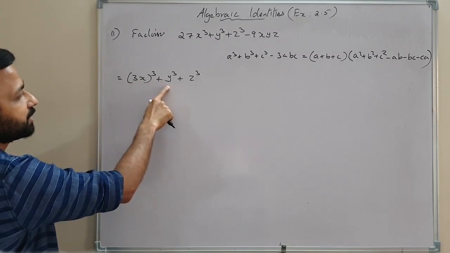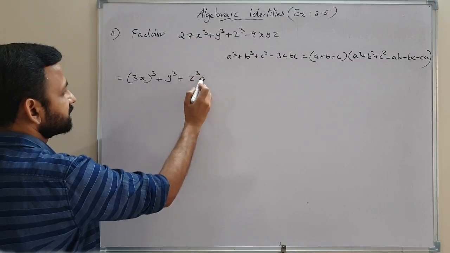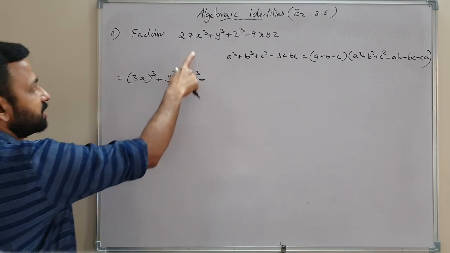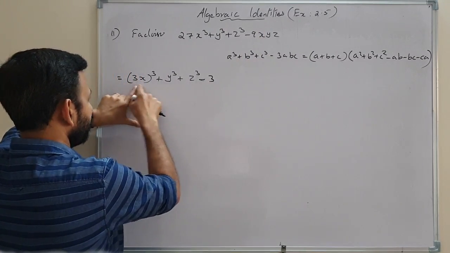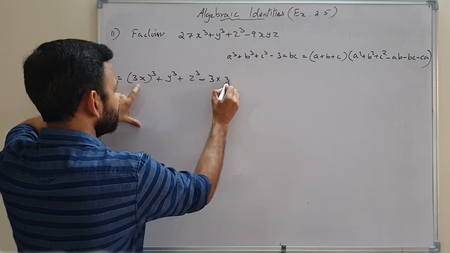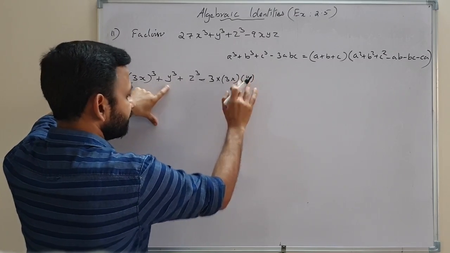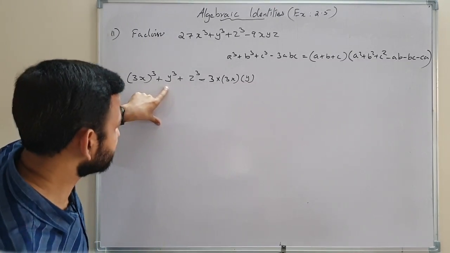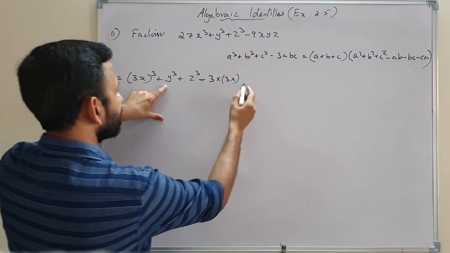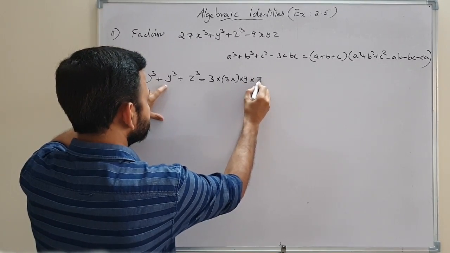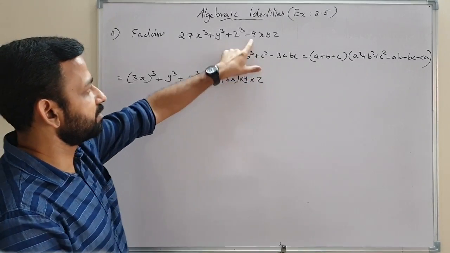So a cube plus b cube plus c cube equal to... sorry, minus a cube plus b cube plus c cube minus 3abc. That is 3 into a, 3 into 3x, b is y, we need to keep the bracket here, 3 into 3x into y into z. So 3 into 3 is 9, minus 9xyz.